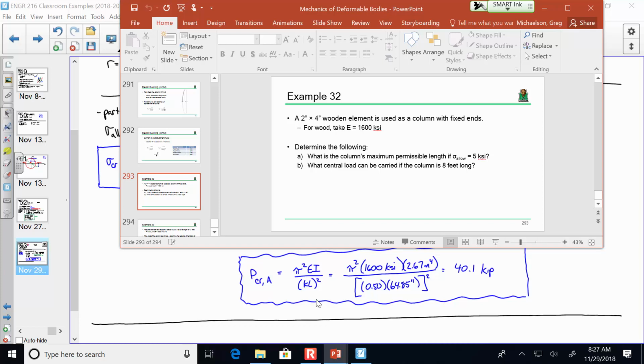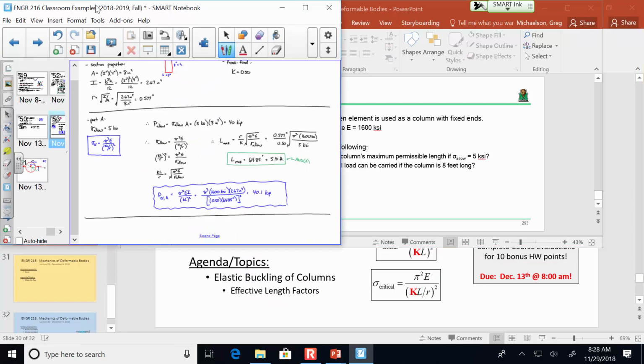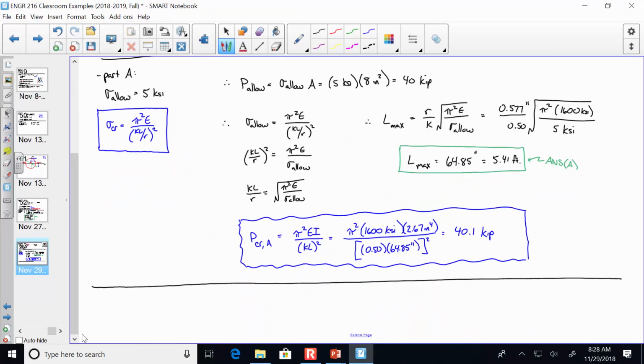What central load can be carried if the column is 8 foot long? So let's see what happens. What happens if the column is 8 foot long? So I propose that for part B we have an L of 8 feet. So therefore, we can compute this pretty easily. It's pretty straightforward, actually a very similar calculation.